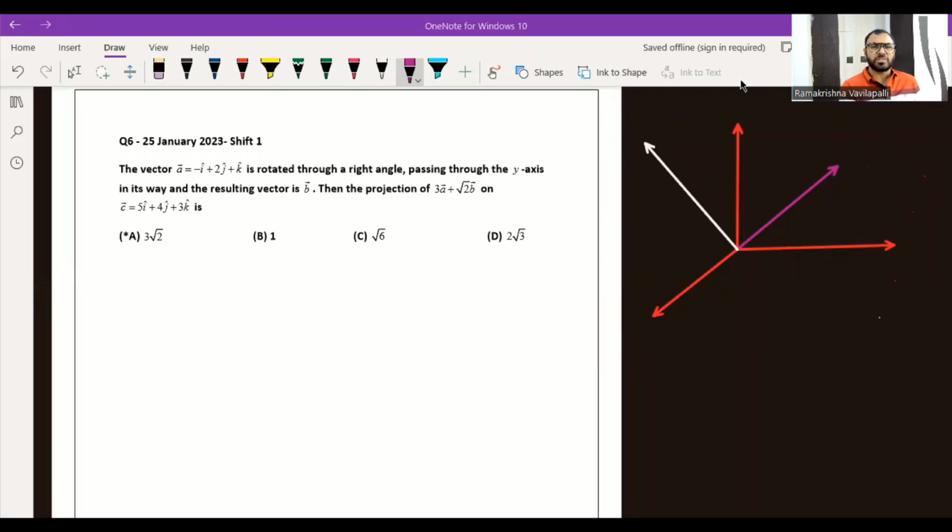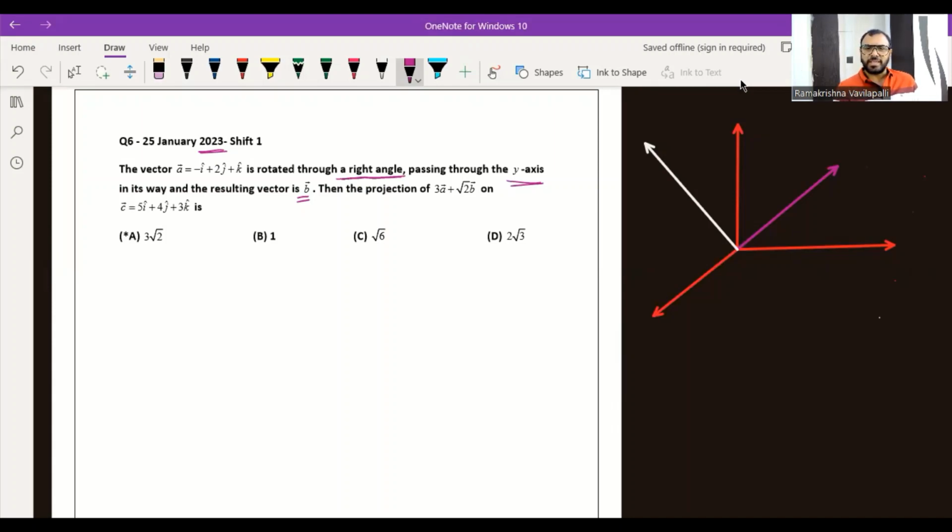So here is another question asked in January 2023. The vector A bar is rotated by a right angle. Suppose a vector is like this. It is rotated by a right angle, passing through the y-axis, and the resulting vector is B bar. It asks: what is the projection of 3A bar plus root 2 B bar on another vector? So that is another concept.